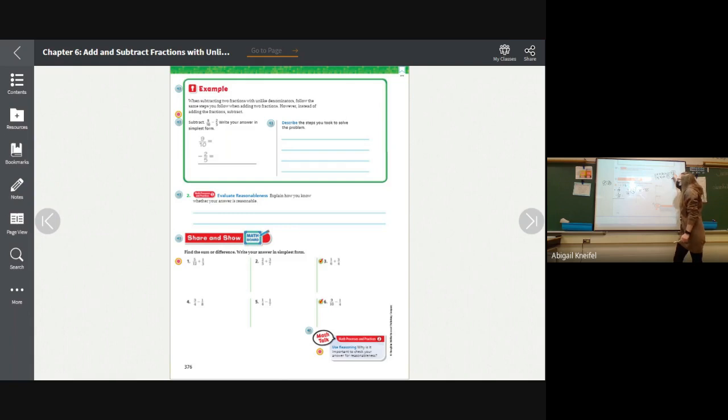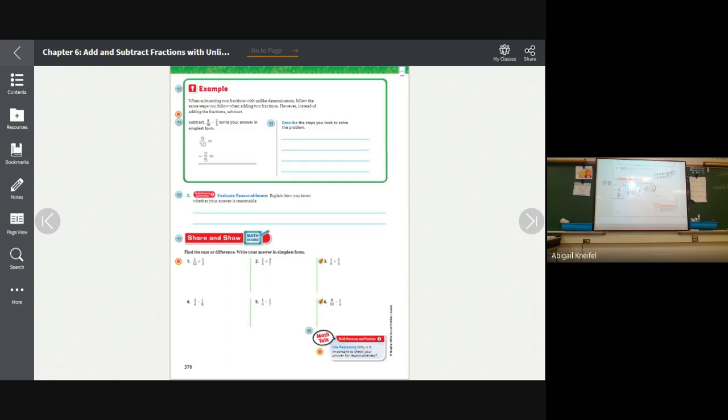How many times do I have to multiply 5 to get to 35? 7. So what I do to the bottom, I have to do to the top. 7 times 2 is 14. How many times do I have to multiply 7 to get to 35? 5. 3 times 5 is 15. Now I need to add 14 plus 15, which I know 15 plus 15 is 30. So if I have one less, I have 29 over 35. That cannot be simplified. Nothing goes into 29 nicely. What questions are we having so far?